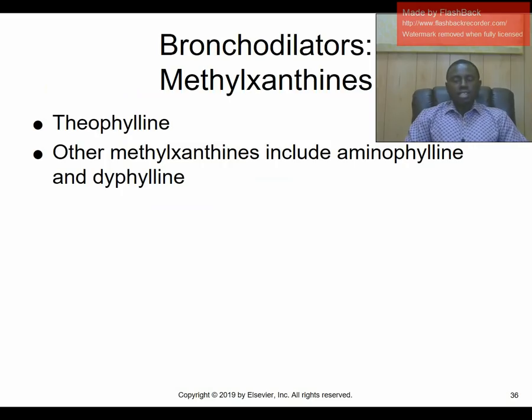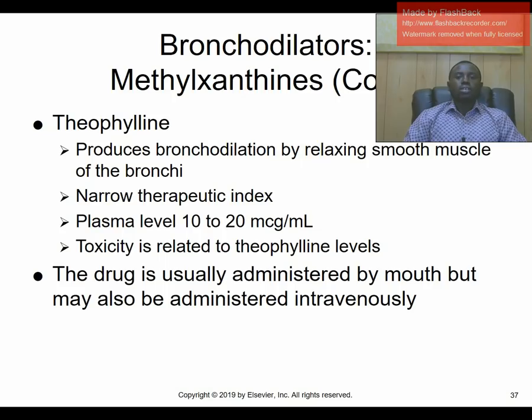The next line of medications for bronchodilators is the methylxanthines. Examples include theophylline and aminophylline. So look at the ending of the methylxanthines. They all end in PHYLLINE. And this is how you can group your learning. Let's look at the first one, theophylline. Theophylline produces bronchodilation by relaxing smooth muscles.